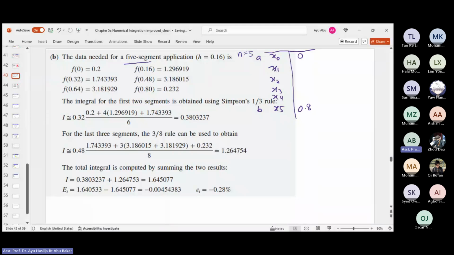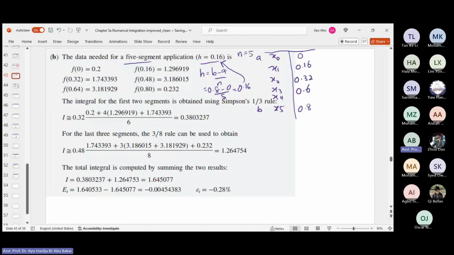Now we need to find out the value at each point. In order to do that, you need to find h. The first step is to find h, which is b minus a over n. So 0.8 minus 0 over 5. You will get 0.16, as stated over here. Then from there, to find your x1, x0 plus h, you get 0.16.